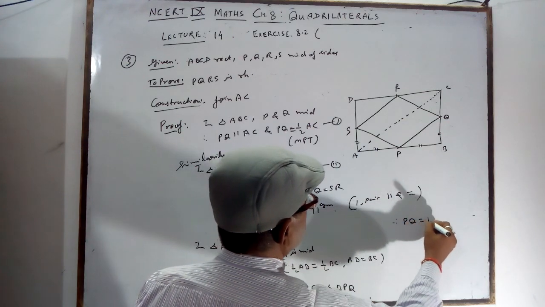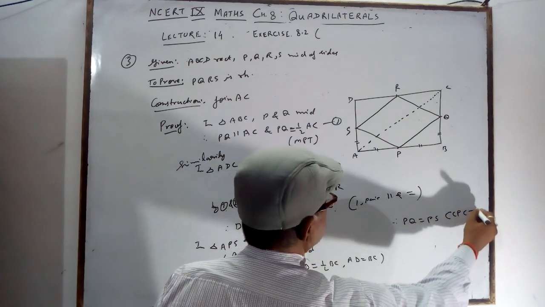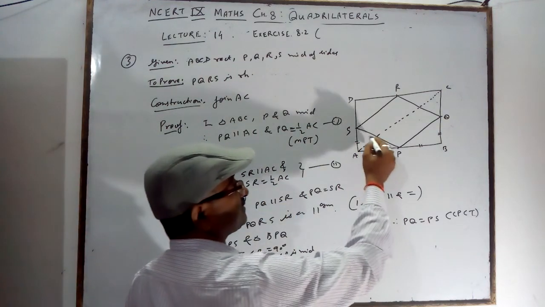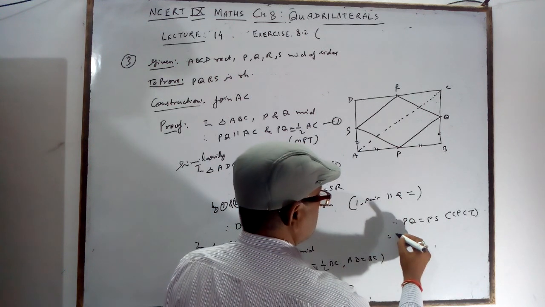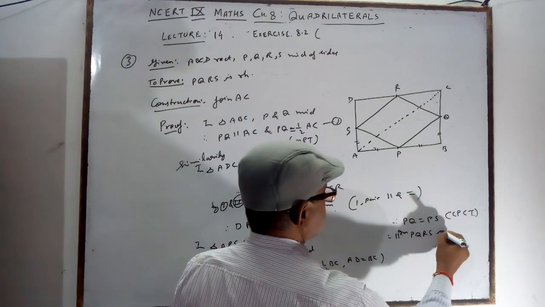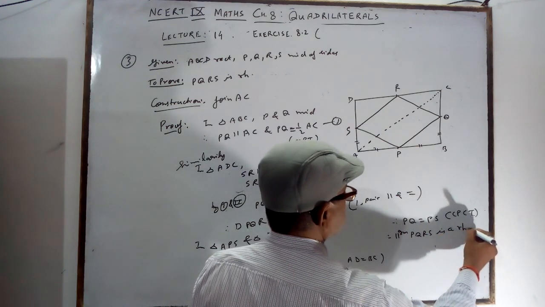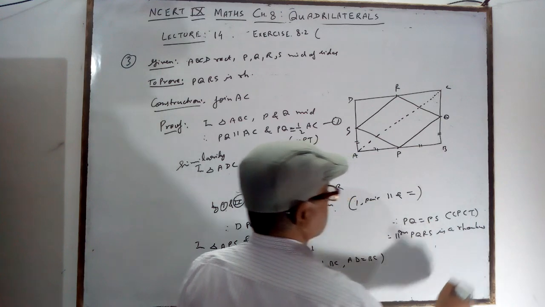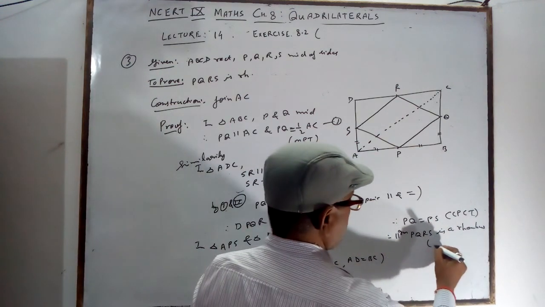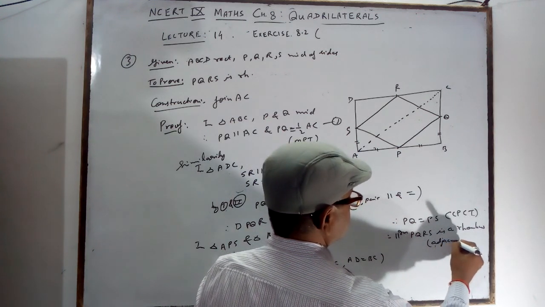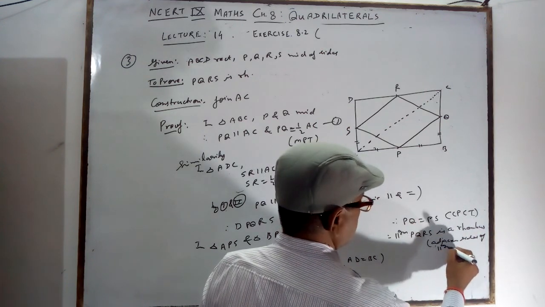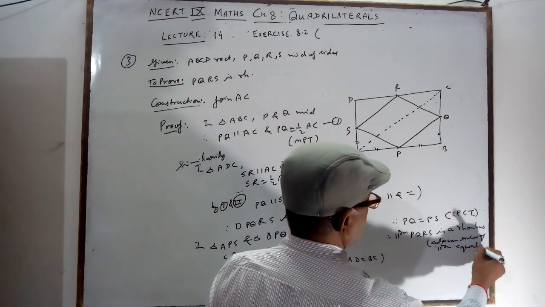So PQ is equal to PS by CPCT. Adjacent sides are equal, so parallelogram PQRS is a rhombus. Why is it a rhombus? Adjacent sides of the parallelogram are equal. Here the rectangle is also a parallelogram.